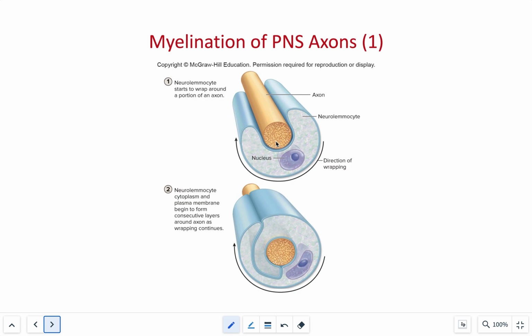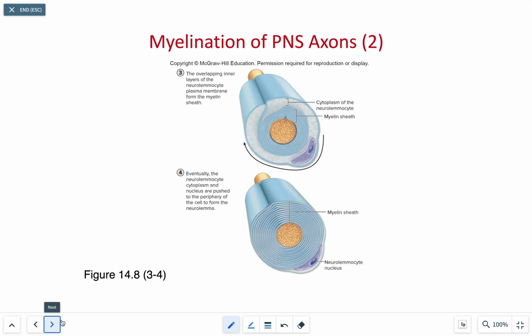axon. So the first thing that we'll see is this neurolemmacyte, which has a centrally located nucleus at the beginning, and is going to begin to wrap around, or form in the second illustration, these layers of concentric rings laying down myelination. As this neurolemmacyte continues to wrap around the axon, you can see that the nucleus is starting to get pushed out towards the peripheral edges. Eventually, we're going to have consecutive layers of this neurolemmacyte that is going to form the myelin sheath.